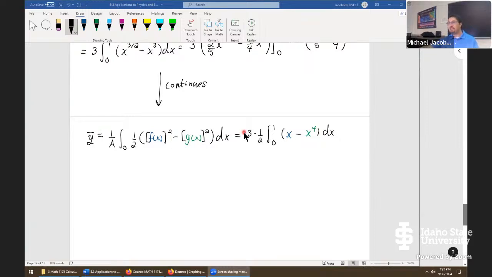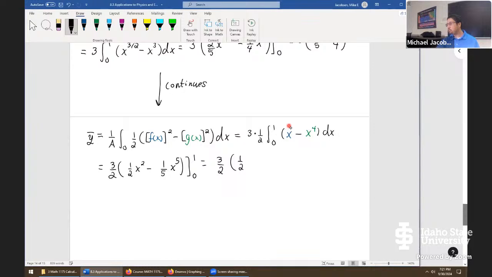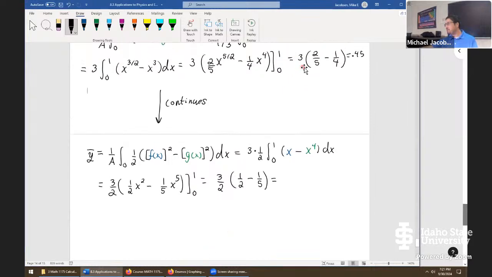So final things to do. That turns into 3/2. Antiderivative of x is a half x squared. Of x power 4, its antiderivative is a fifth x power 5. This is going from 0 to 1. So like before, pretty fast on this stage. It's 3/2 times 1/2 minus 1/5.